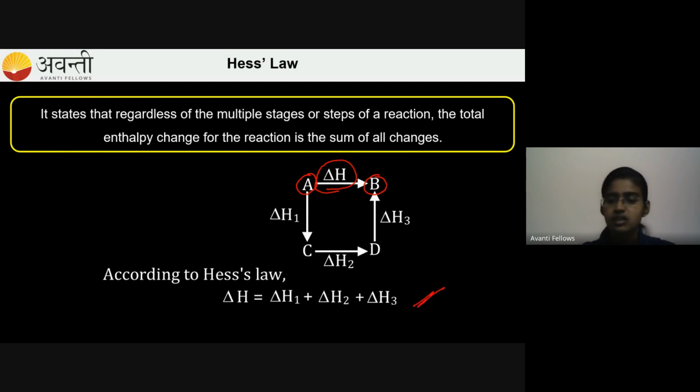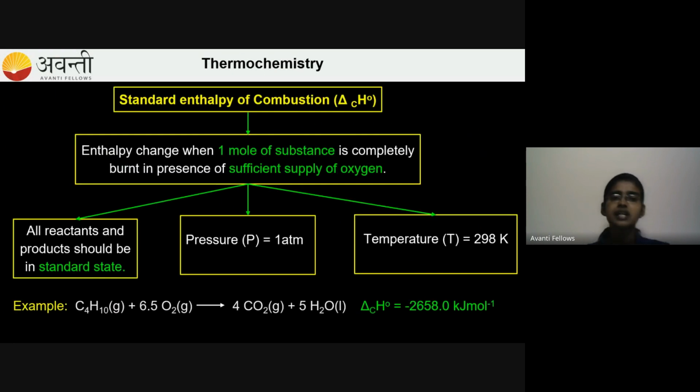Now coming to thermochemistry, the first term is standard enthalpy of combustion. It is denoted by delta H naught C. It is the enthalpy change when 1 mole of a substance is completely burnt in a sufficient supply of oxygen. For this, all the reactants and products should be in their standard state. Pressure should be 1 atmosphere and temperature should be 298 Kelvin.